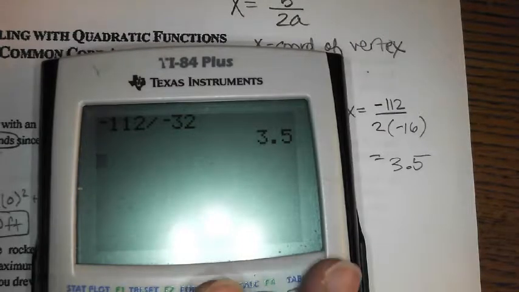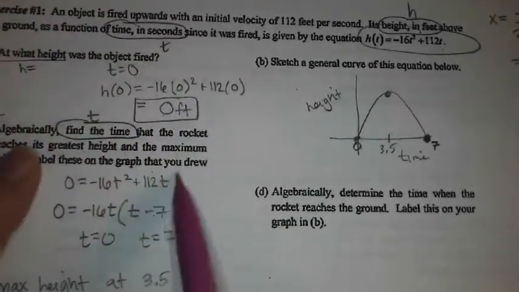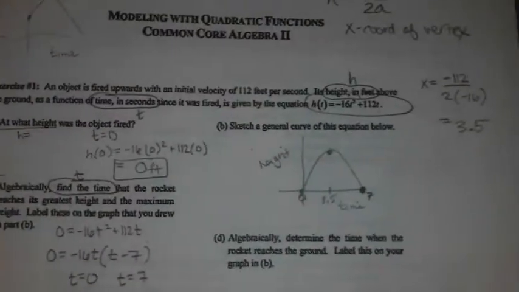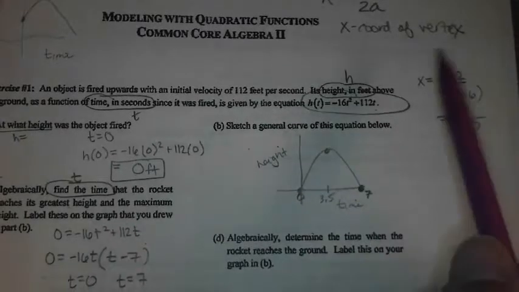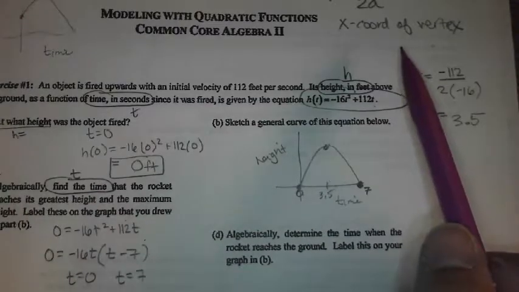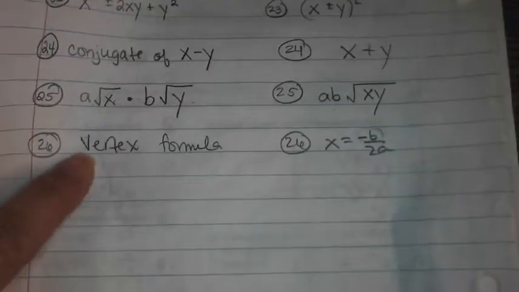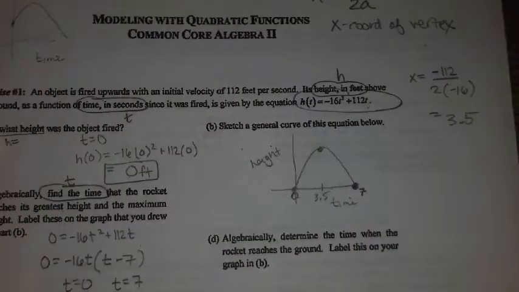So if you don't want to solve for the zeros first and then go halfway between them, you can just jump right to this formula, negative b over 2a. So it's going to be a new flashcard, x equals negative b over 2a if you see vertex.